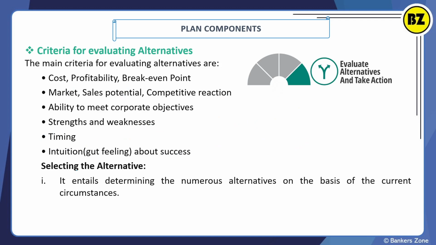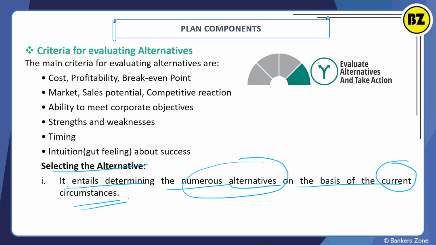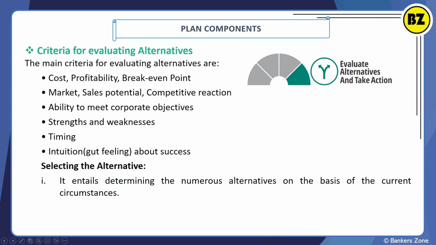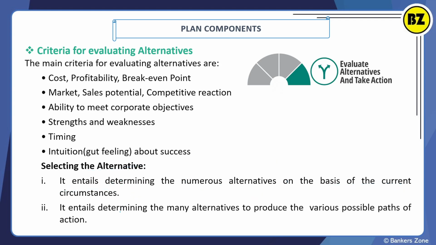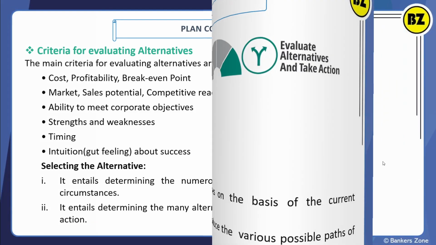Okay, now how we can choose that alternative. It is very easy. See, alternative choosing entails determining the numerous alternatives on the basis of the current circumstances, right? So you have a number of alternatives which you can choose on the basis of the current circumstances in the market or in the business. It entails determining many alternatives to produce various possible paths of action. So using that, you can have a number of paths, a number of ways that you can do. Okay, so various paths or ways of action you will get using the alternatives.